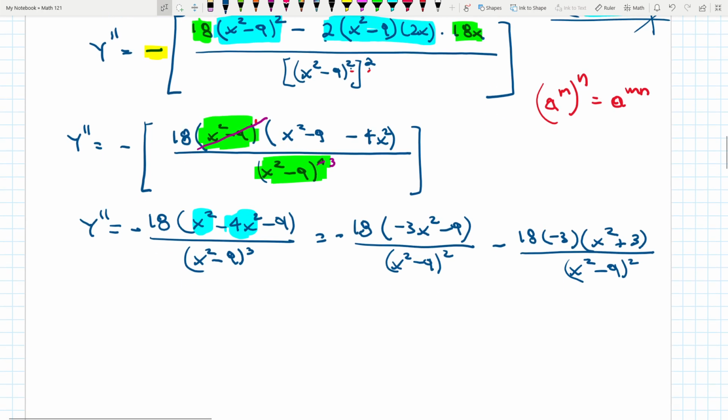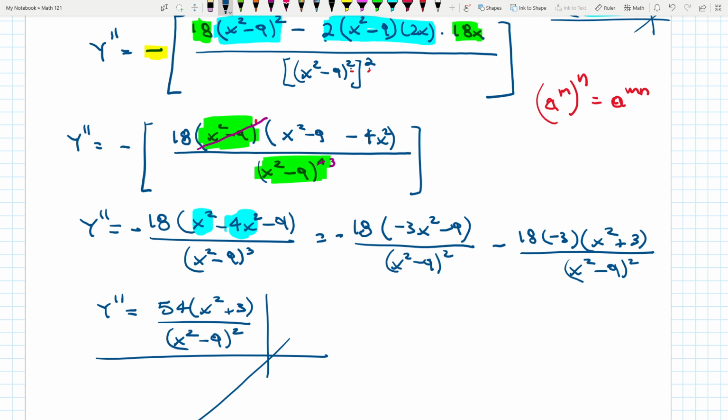And notice here, we're going to have a multiplication of negative signs. In particular, this negative with that negative will turn everything into a positive. And all we need to do is multiply 18 times 3 to leave it with a 54 times x squared plus 3 over x squared minus 9 squared, and that's our final answer.